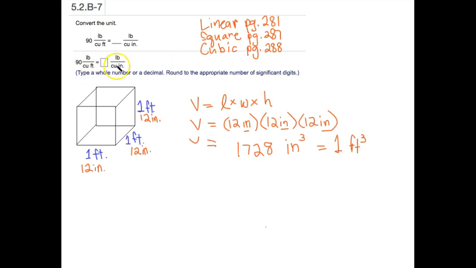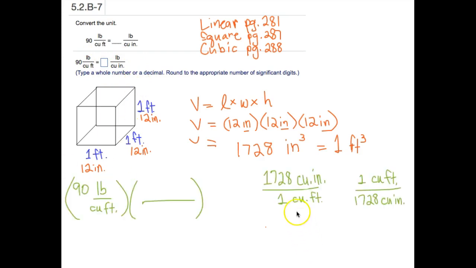So now we're able to write out a unity fraction method and convert 90 pounds per cubic foot to so many pounds per cubic inches. So let's go ahead and do that. So we can either write this fraction as 1,728 cubic inches per 1 cubic foot, or 1 cubic foot per 1,728 cubic inches. We just have to fit one of these fractions here next to 90 pounds per cubic foot.